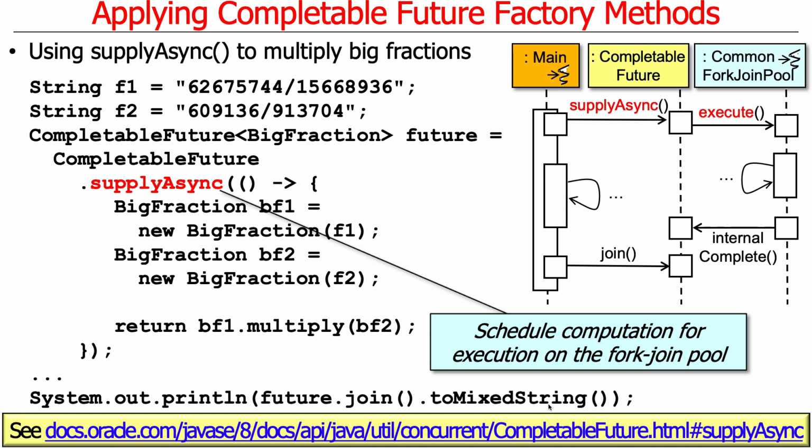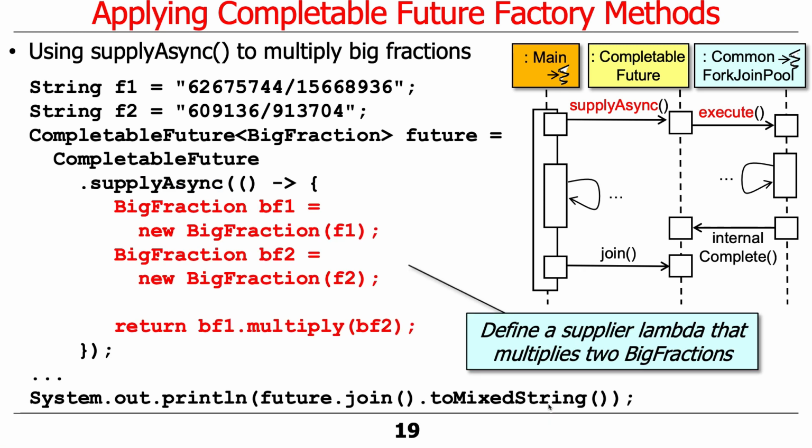So in this case, we're going to say CompletableFuture of BigFraction future is assigned the result of calling CompletableFuture.supplyAsync. So supplyAsync is going to return, as we'll see in a second, a completable future to a big fraction. And so all it has to do is just provide the computation to perform. And in this case, when that computation is done, running in the background, it will simply return the result. And that will be hooked up with the completable future that comes back here.